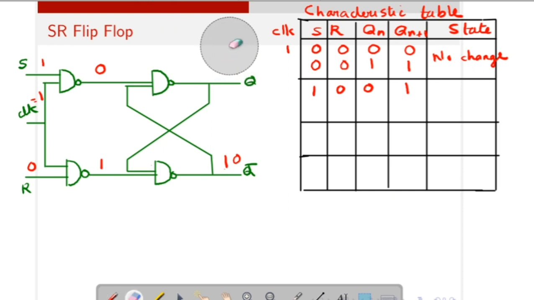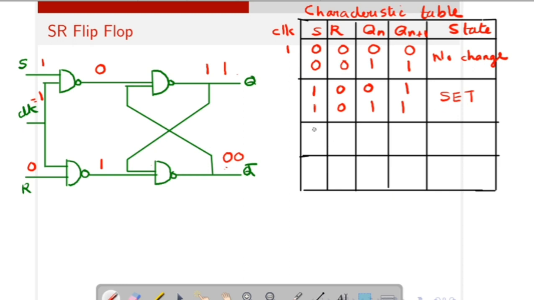Next we consider input 1 0 and present state is 1. So when present state is 1, then Qn bar is 0. Here the inputs are the same, 1 0. One of the inputs is equal to 0, so output is equal to 1. For this NAND gate, 1 1 0, so here also we get 1. That means S is equal to 1 and R is equal to 0. Whatever may be the present state, next state is always 1. That means it is set state.